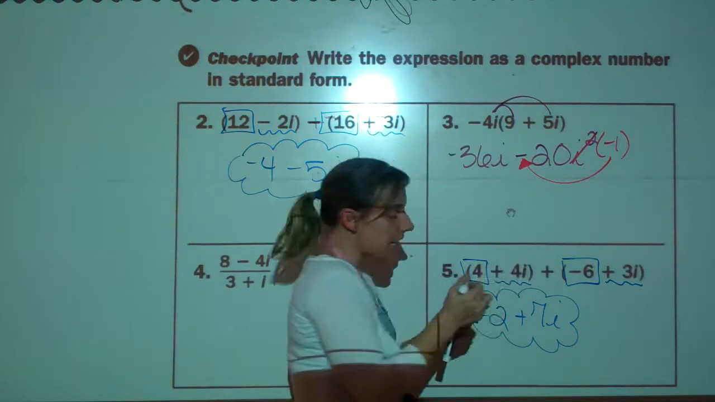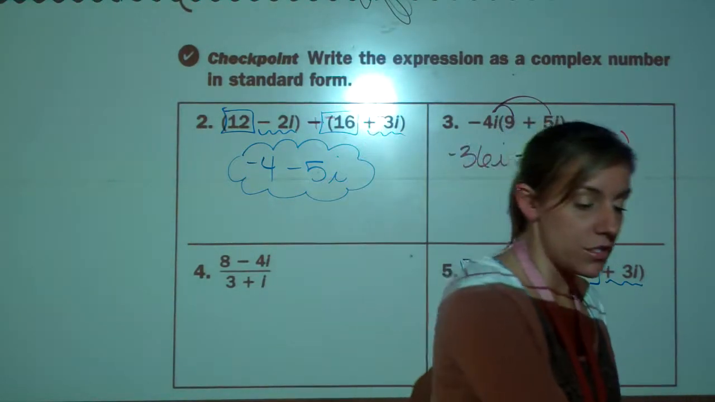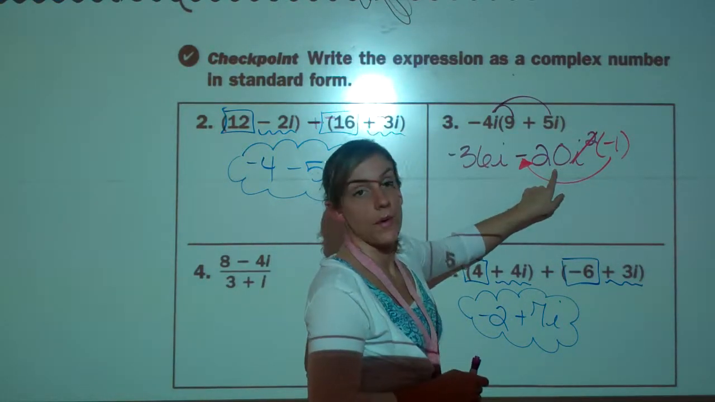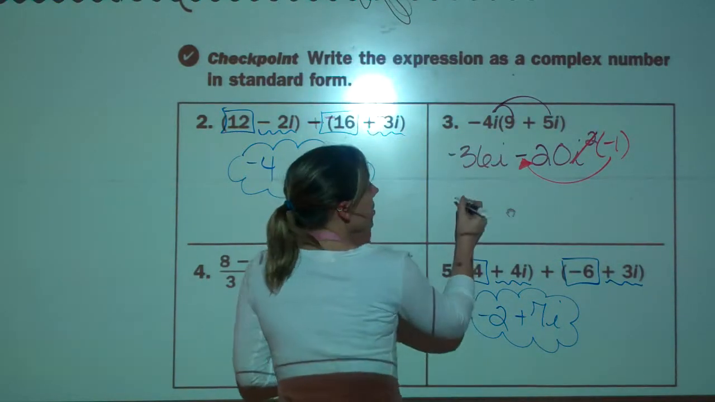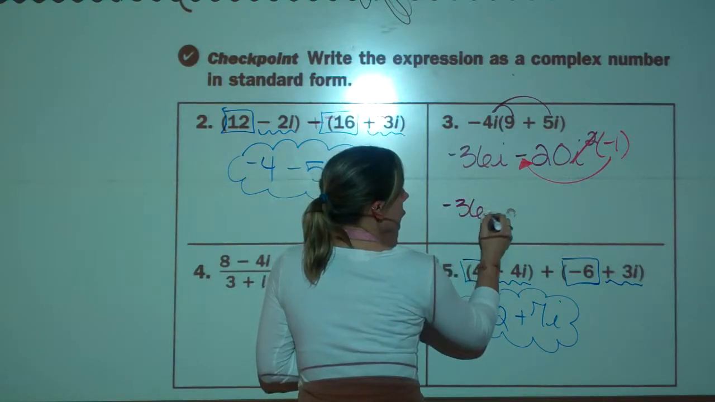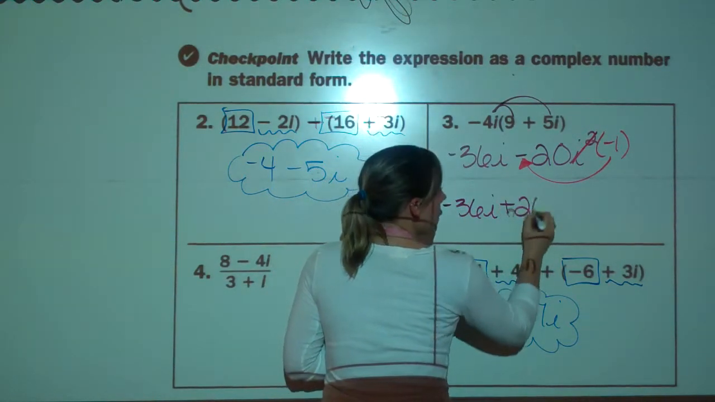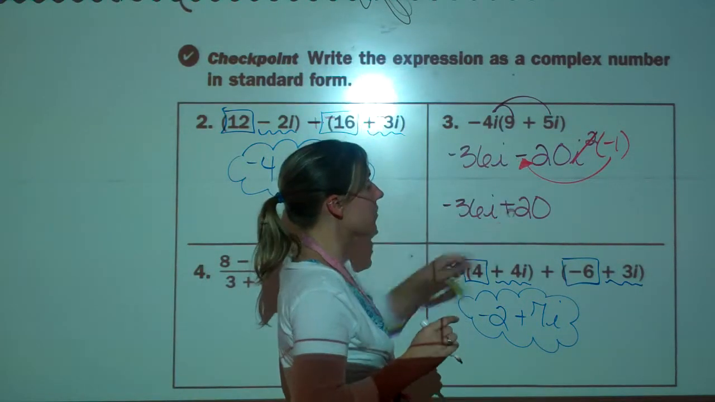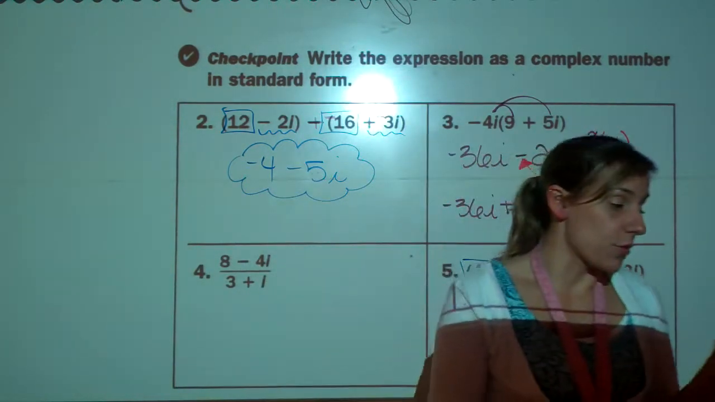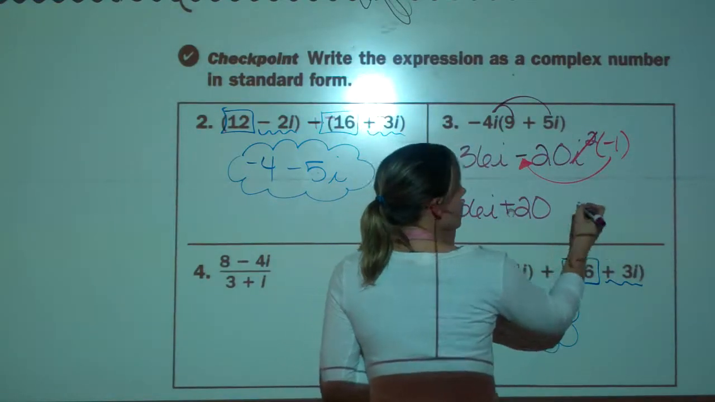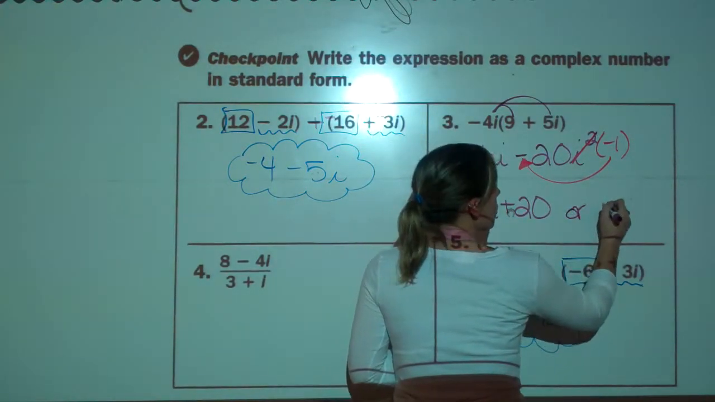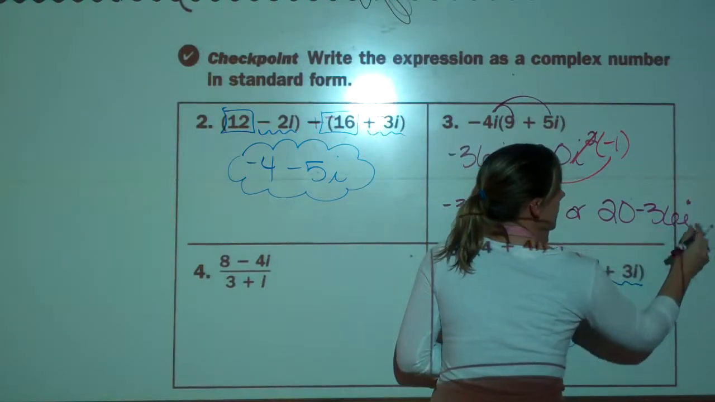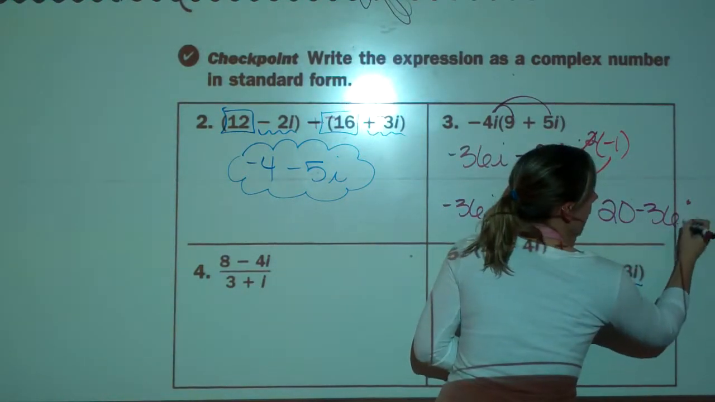So whenever you see an i squared, all it's ever going to do is change whatever the number is with the i squared to the opposite sign. So that's actually negative 36i plus 20. Okay, because that changes that minus to a plus. And a lot of times we write the real part first. So you could also see it as 20 minus 36i. Okay? Let me make sure that's an i.